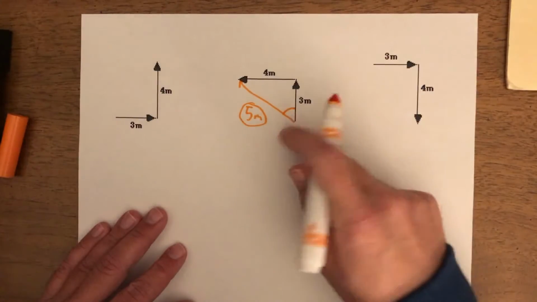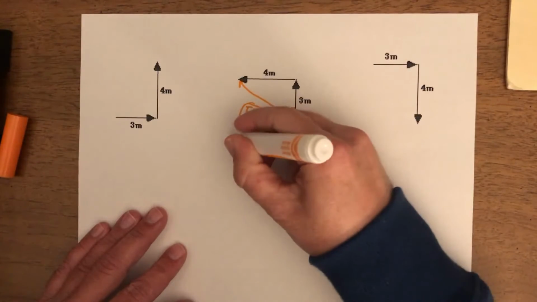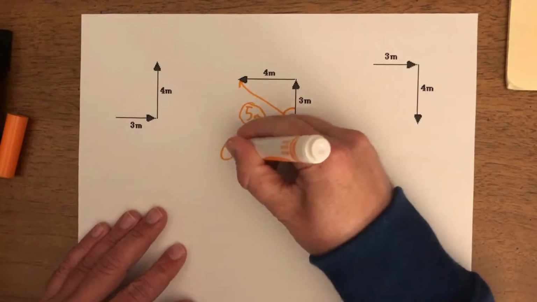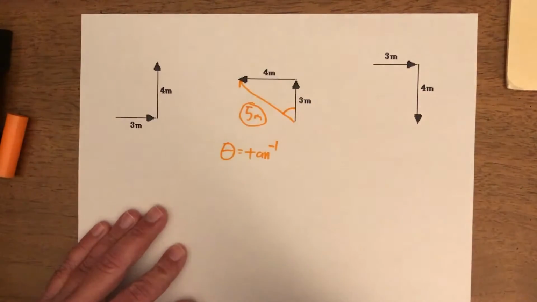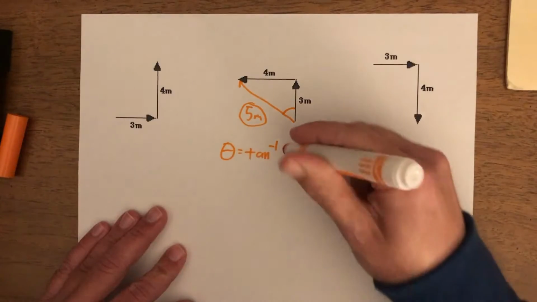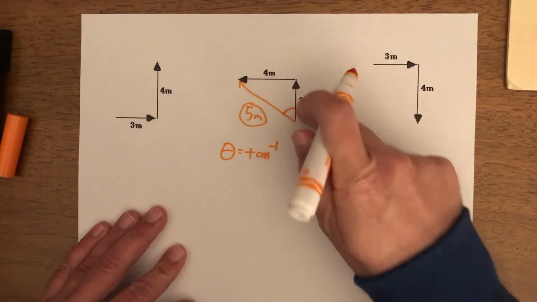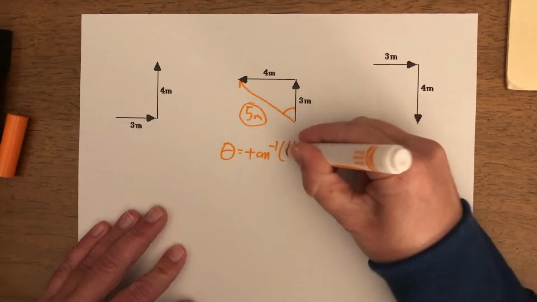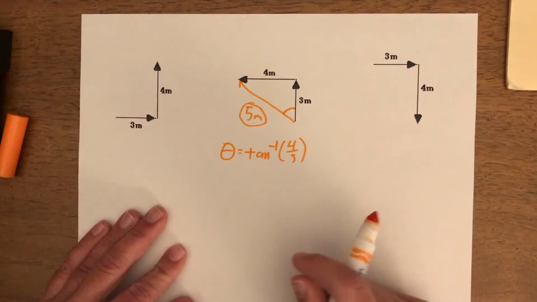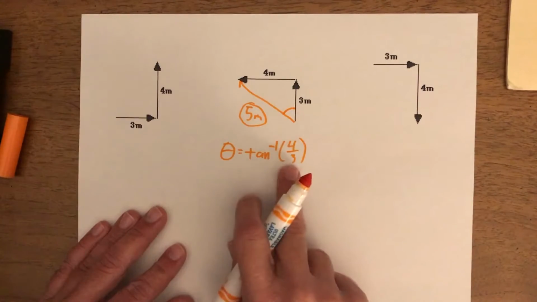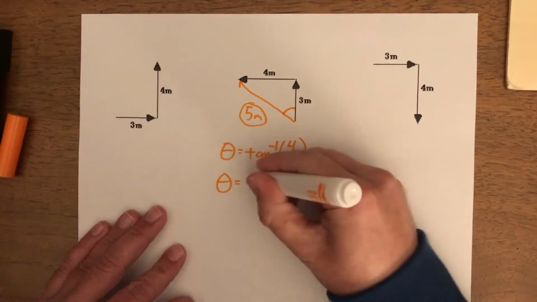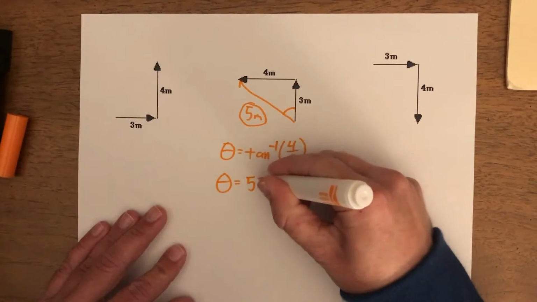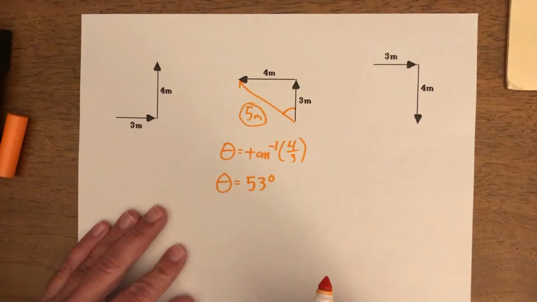So when you go to do this, there's several different ways. This time I'm going to do one of our inverse trig functions, and I'm going to say the angle is equal to, this time I'm going to do tangent. So tangent is defined as opposite over adjacent. So 4 over 3 there. If I plug that into my calculator and do inverse tangent of 4 over 3, it will tell me that the angle is equal to 53 degrees.